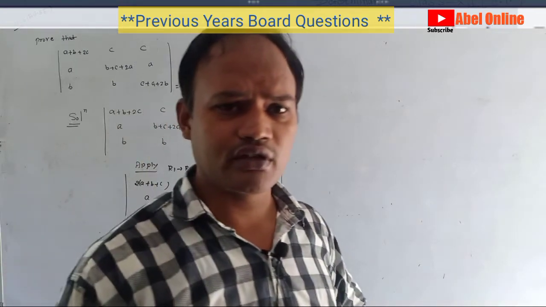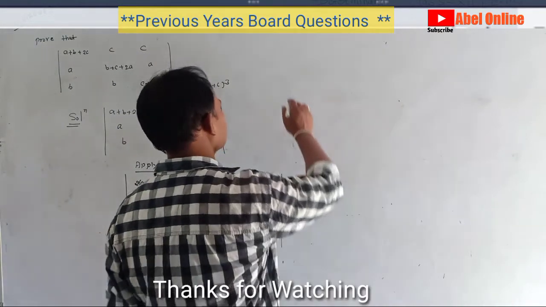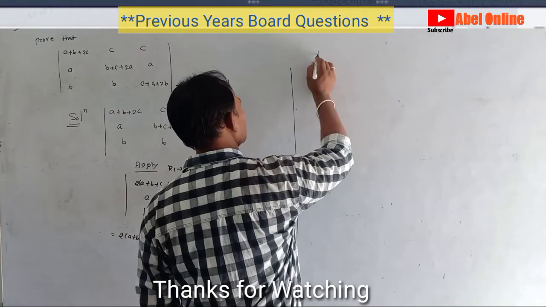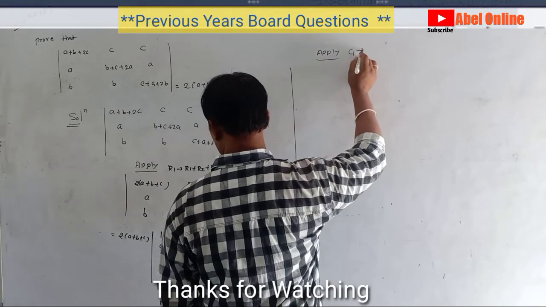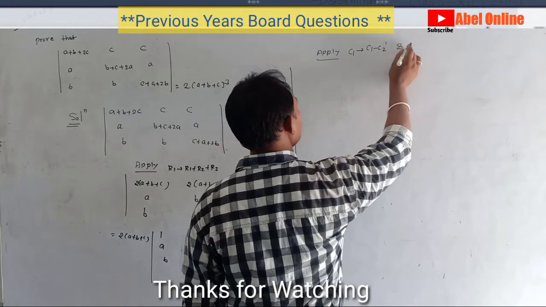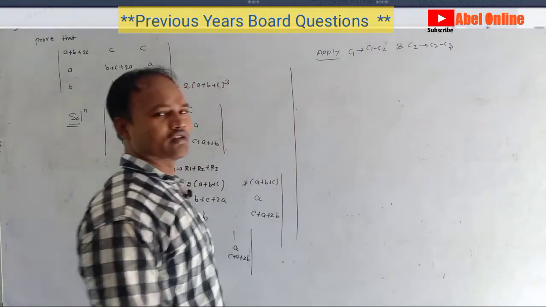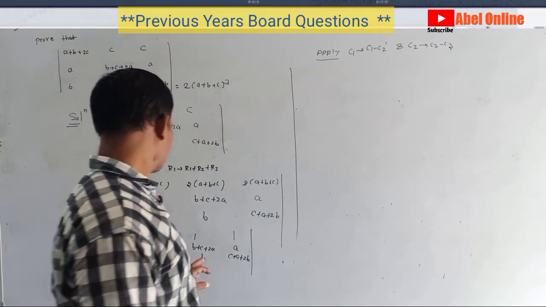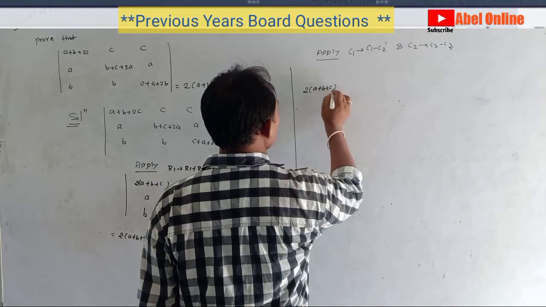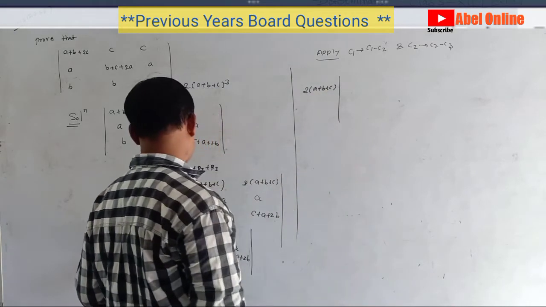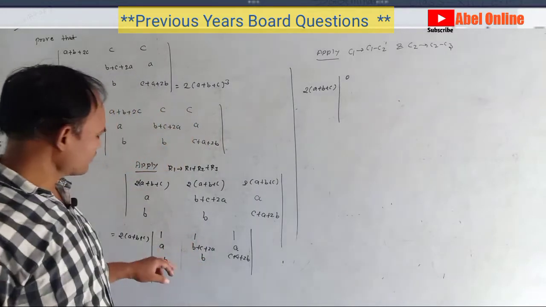Now there is 1, 1, 1, so we are going to subtract this minus this. We can say that it is going to apply c1 tends to c1 minus c2 and c2 tends to c2 minus c3. So what is the next operation we have written? 2a plus b plus c is the common. So what about the remaining? It is 0. Look here, 1 minus 1 is 0.